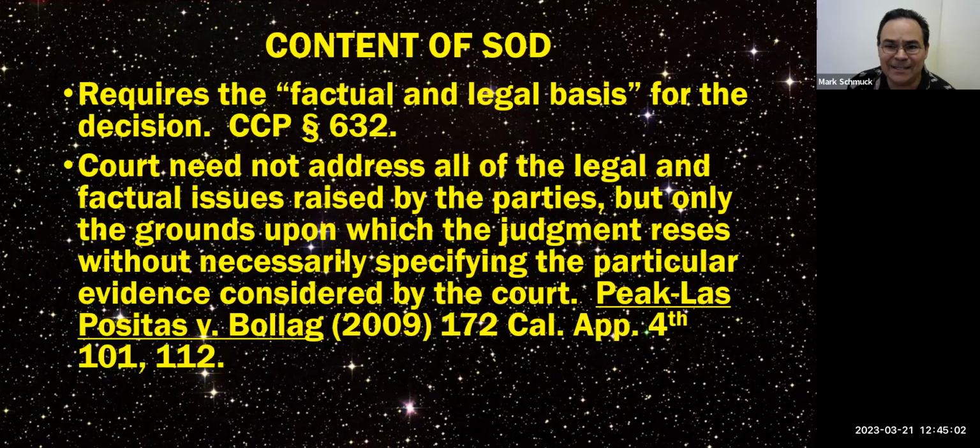The content of the statement of decision requires the factual and legal basis for the decision. That's under the statute. Those are required under CCP 632.